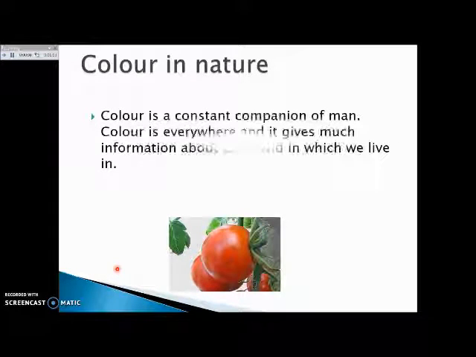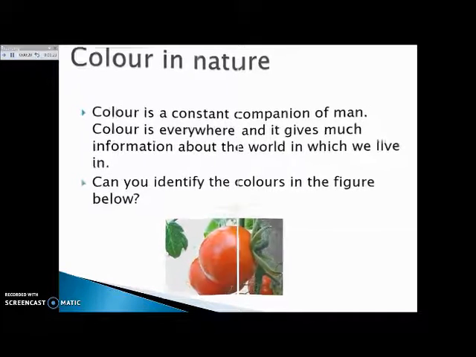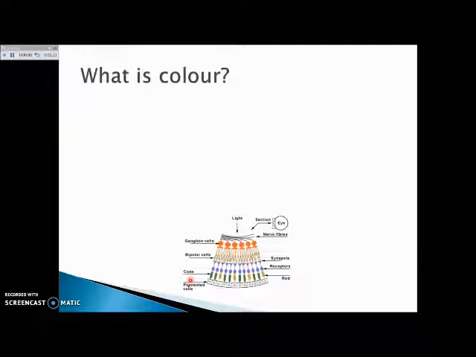We know that color is a constant companion of man. Color is everywhere. By your side, you have color, and it gives information about the world around us. Here we see a picture of a ripe tomato. What is the color? Of course, you know it's red. And of course, you have the leaf around. But then, what is color?